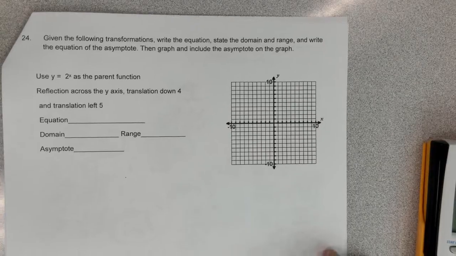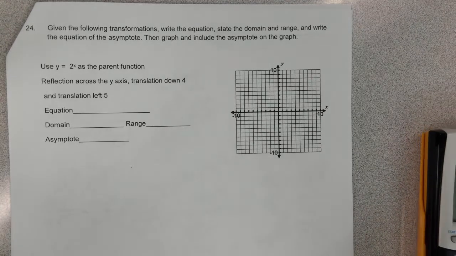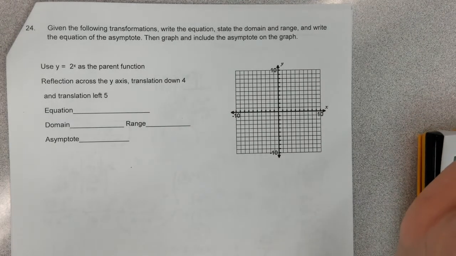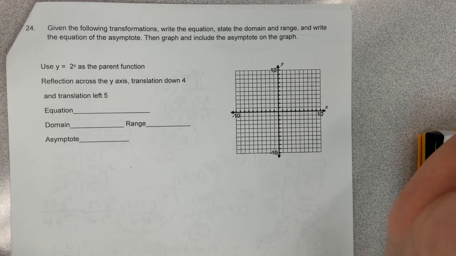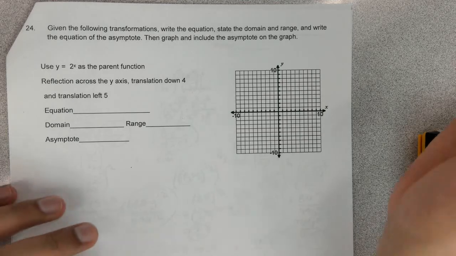Right, and then for the back, this one's on graphing. Given the following transformations, write the equation, state the domain and range, and write the equation of the asymptote, then graph and include the asymptote on the graph. Use y equals 2 to the power of x as the parent function, reflection over the y-axis, translation down 4, translation left 3.